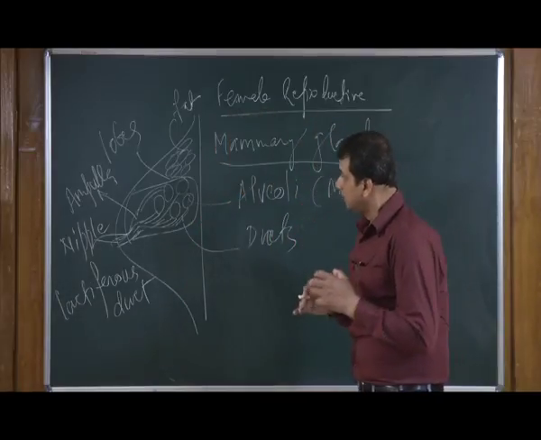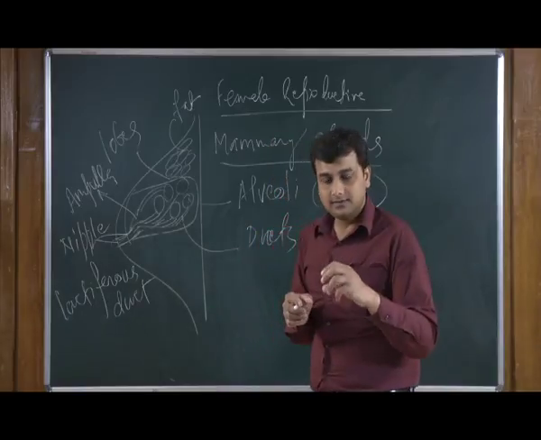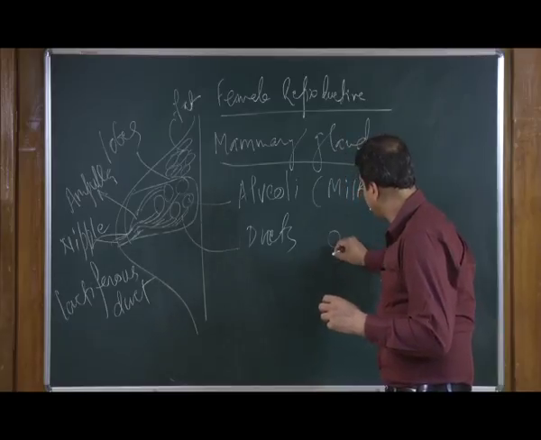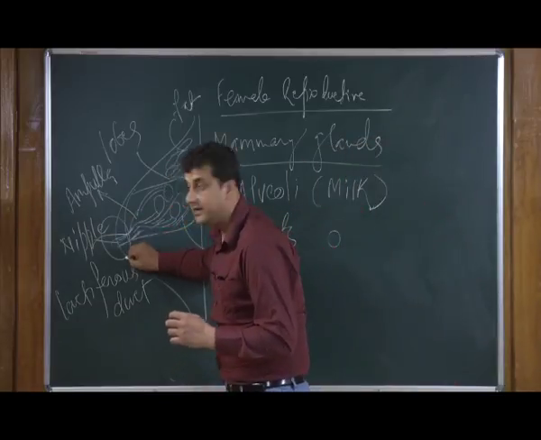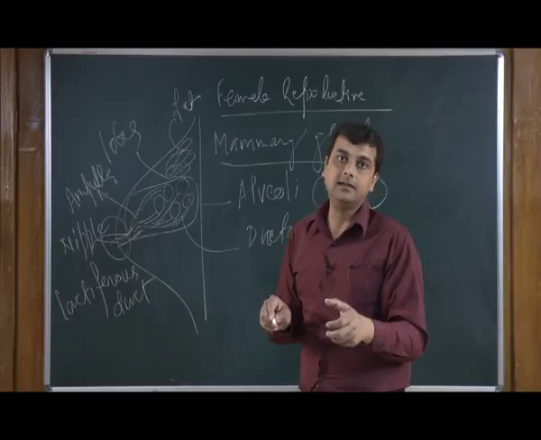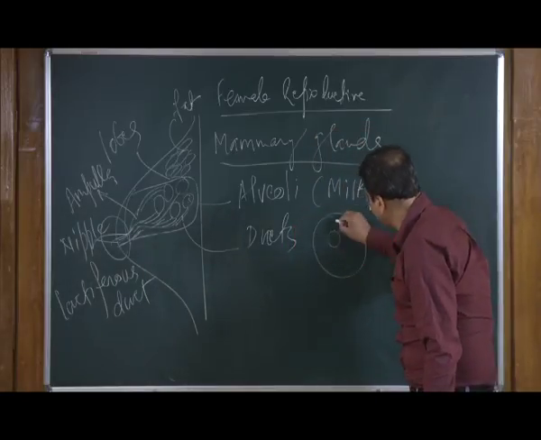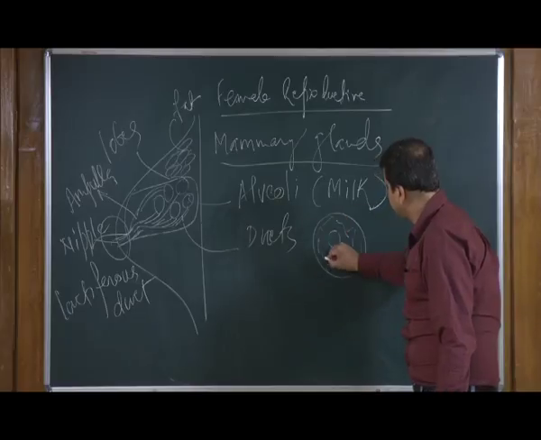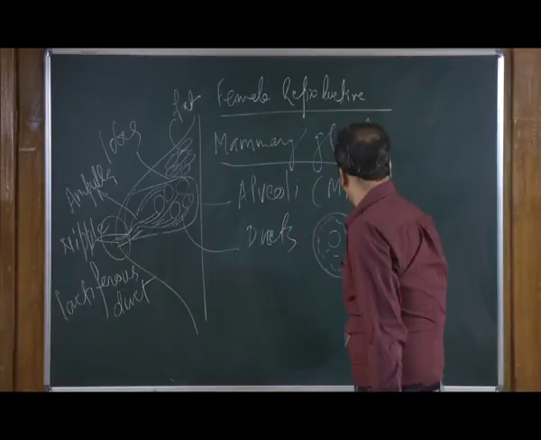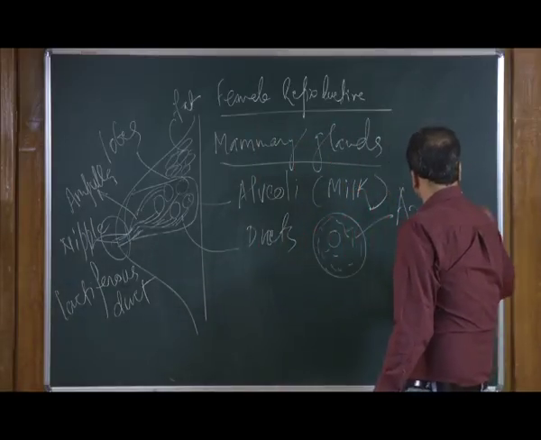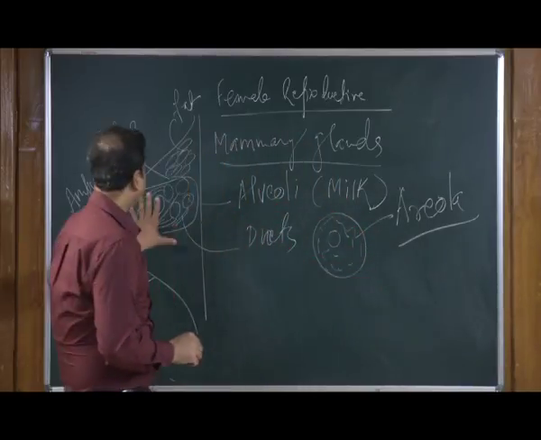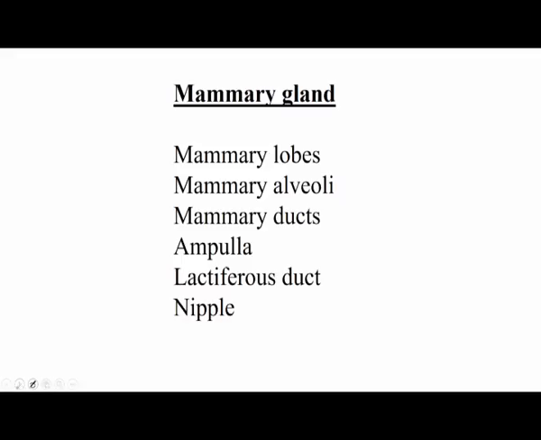Now, one important thing we need to understand: in the mammary gland, the area around the nipple always has a very dark pigmentation, with a large deposition of melanin pigment. This dark area around the nipple is called the areola. So, these are some of the parts associated with the mammary gland.